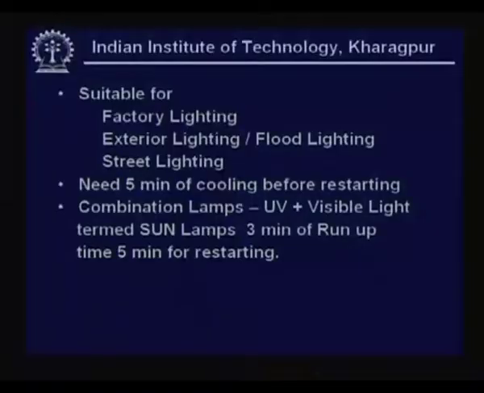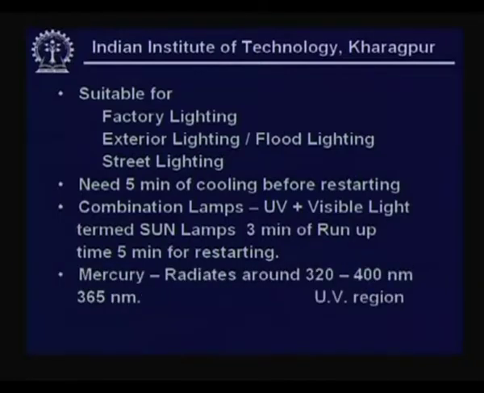But all of us are also aware that UV lights have been used for therapeutic effects. In fact, most of us are using water purification systems these days which are based on UV light, and for therapeutic purposes these were available as combination lamps where UV plus visible light were put together, and these were called sun lamps. This assumes that the mercury radiates with a peak around 365 nanometers in the UV region.